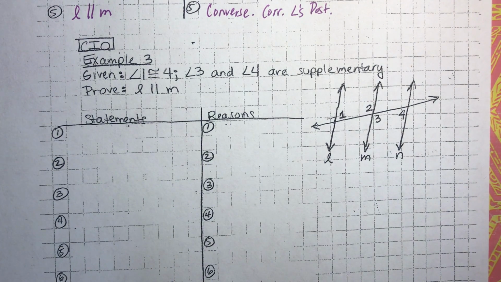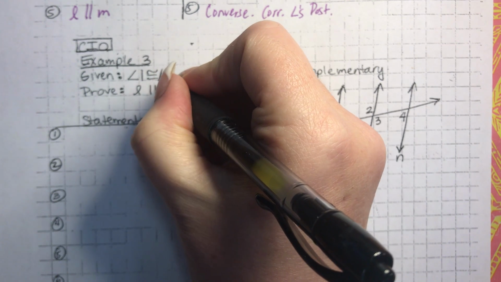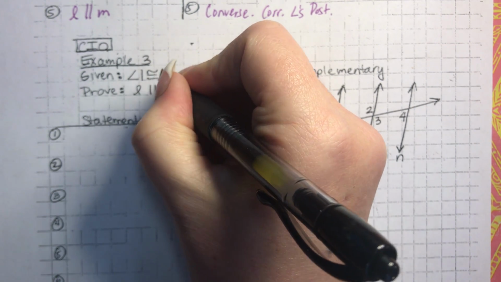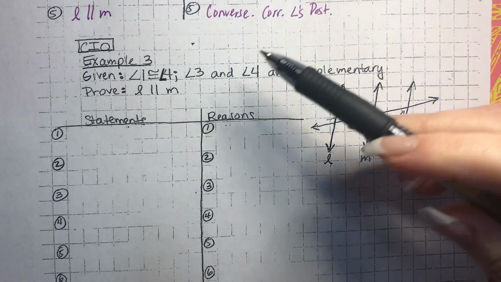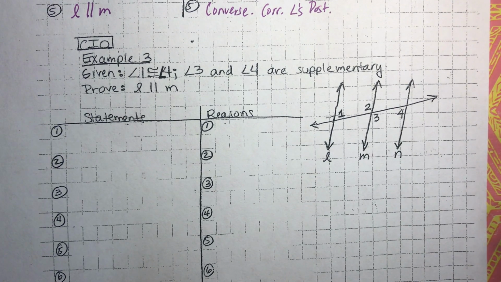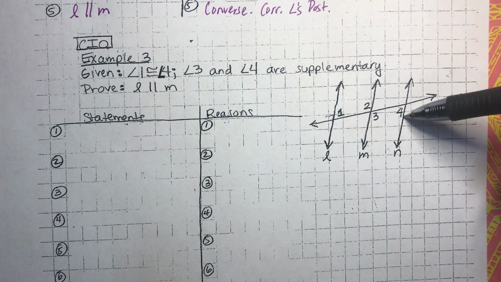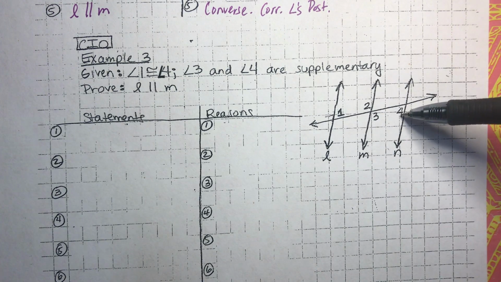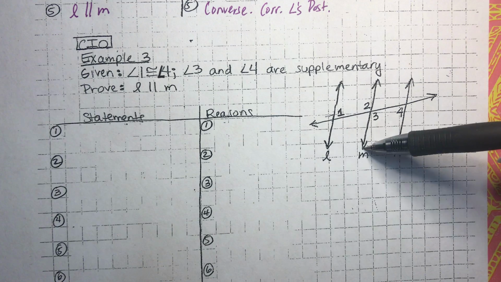At first, they say angle 1 is congruent to angle 4. There needs to be, it was just a misprint, so go ahead and write that angle in there. Okay. And angle 3 and angle 4 are supplementary. So we have angle 1 being congruent to angle 4, and angle 3 and 4 are supplementary. And we need to prove that L is parallel to M.